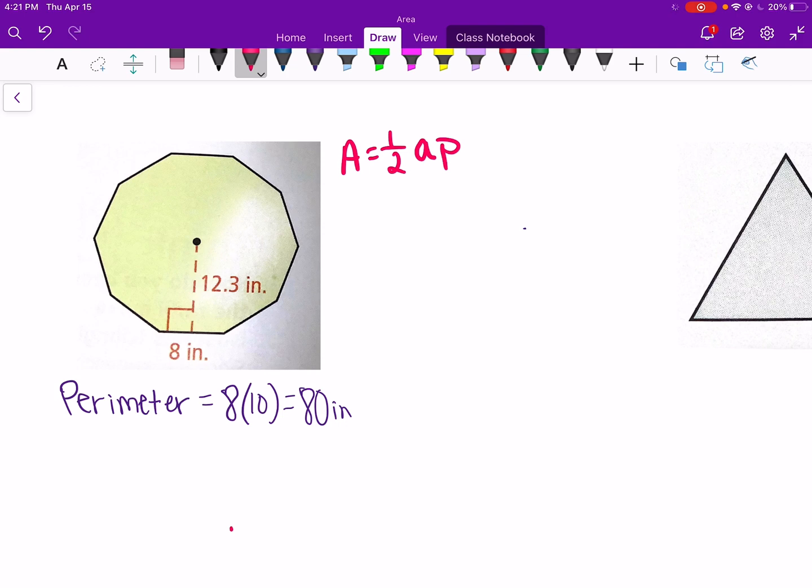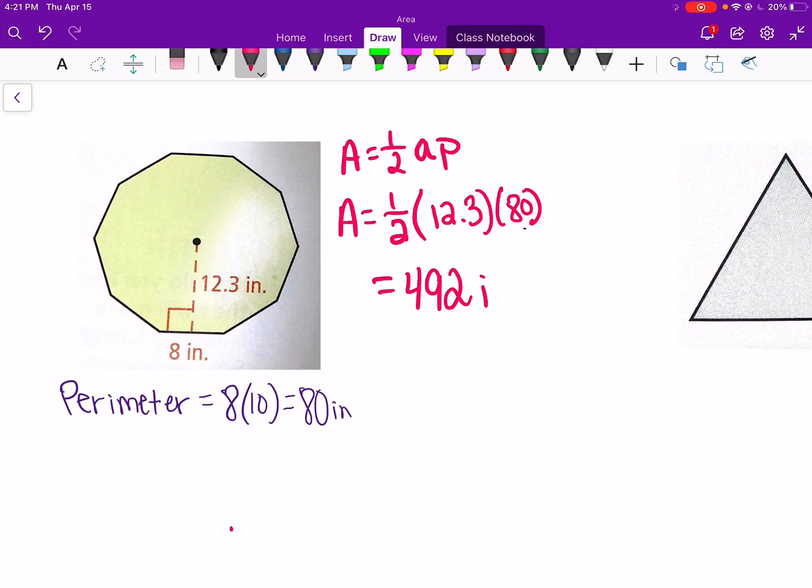So now we have everything we need to solve for the area. So area equals 1/2 times A, and our A is 12.3 times the perimeter, which is 80. So we need 1/2 times 12.3 times 80, which gives us 492. That would be inches squared.